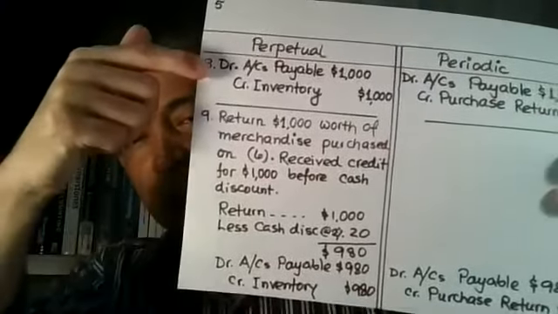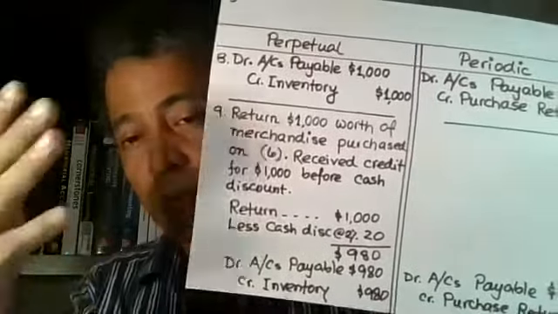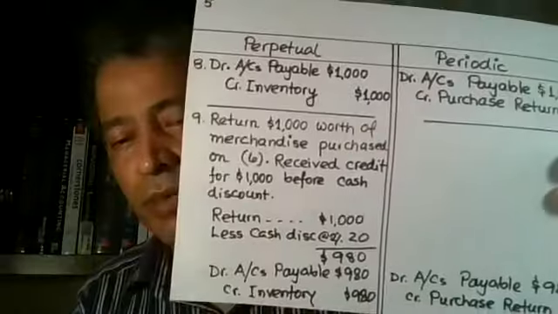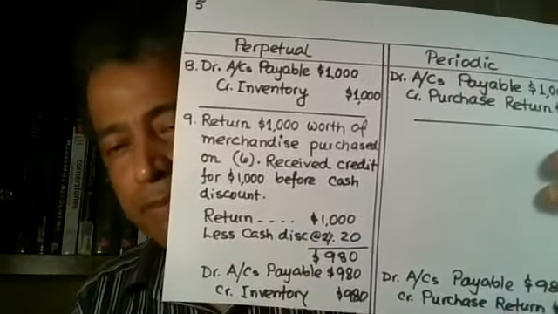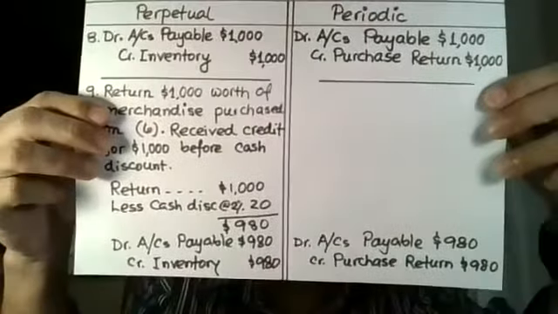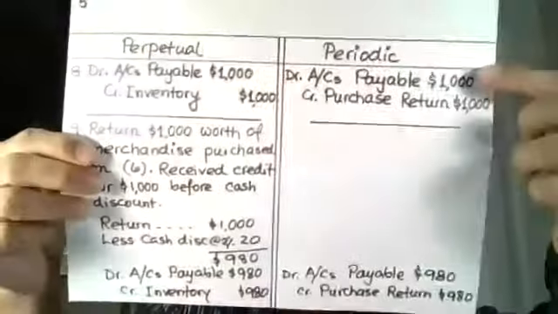The first one didn't have any cash discount. The second one did. But they're both credit purchases, and for both of them, accounts payable and inventory are going to be at play. Under periodic, accounts payable and purchase return. Identical entries here for the previous one and this one.